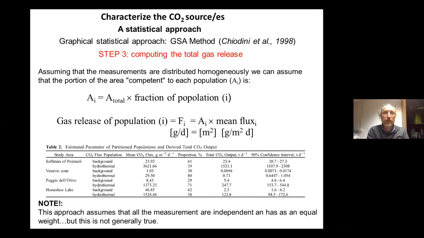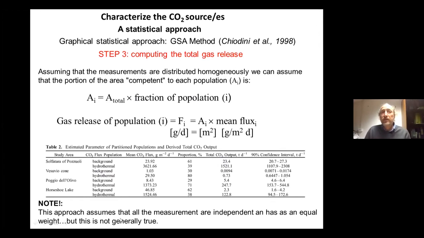So this method was also used to estimate the total gas release from an area. That can be done by multiplying the average flux of each population by the area that we think is related to the different population. And we can compute this area considering the proportion of the different populations and the total area. For example, this is a table taken from a paper. So for each area, we can characterize the biological flux, for example, the hydrothermal flux. Knowing the proportion between the two populations, we can compute the total flux that is connected to the two populations.